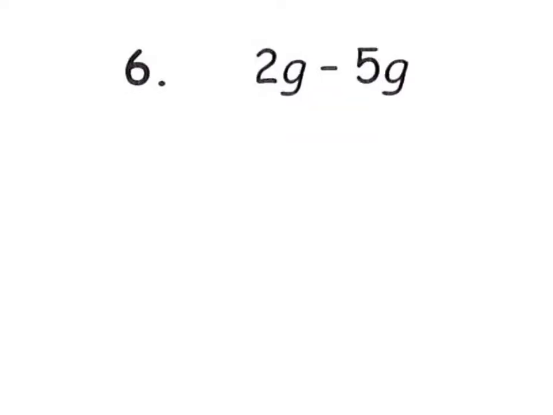Moving on to number 6. Now I have 2 G's and I'm subtracting 5 G's. We can use our calculator when we have this subtraction because this isn't as simple to do in our head. So in your calculator, you're going to put 2 minus 5 and we'll end up with a negative 3. So my answer is negative 3G. And again, that's just using our calculator to help us with those rules that we use.